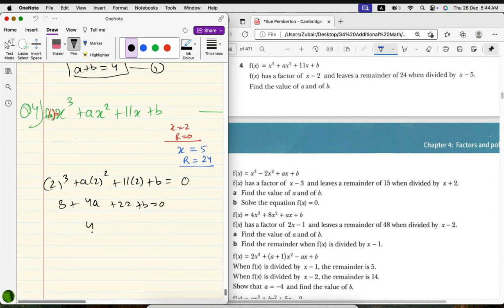For now, I'm getting this as first equation. 4a plus b equals -30. Yes, I'm getting the same thing.